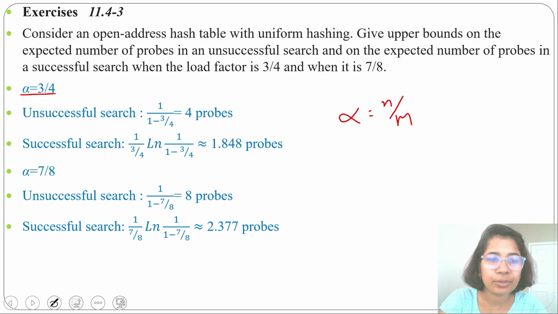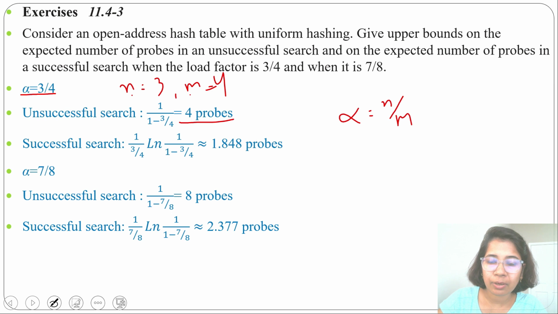Alpha equals n divided by m. Here alpha equal to 3/4 means n equals 3 and m equals 4. M is our hash table size and n is the number of keys. Here for an unsuccessful search, 4 probes means we are searching the whole table for declaring an unsuccessful search.